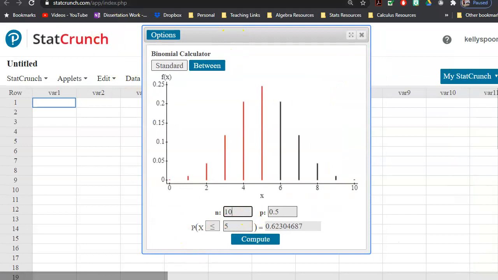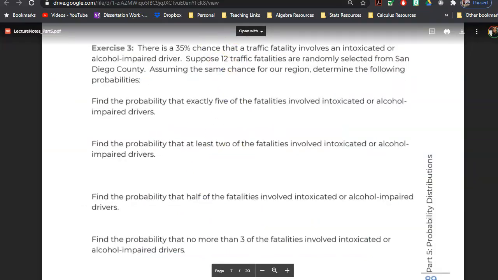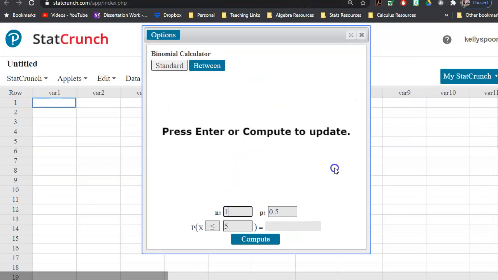So if we're doing this question here, our N was 12. Okay. What's your probability of success? Your P. And so in this case, the proportion of those things that ended up with the traffic accidents that were caused by an alcohol impaired or intoxicated driver was 35%. And then it asks, which do you want?